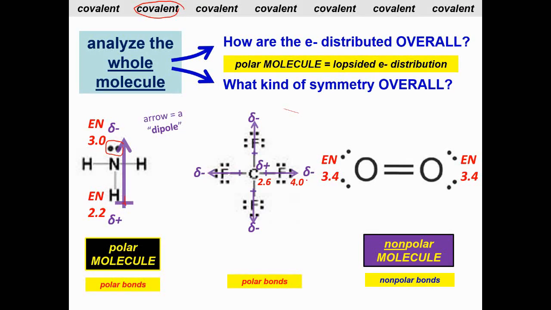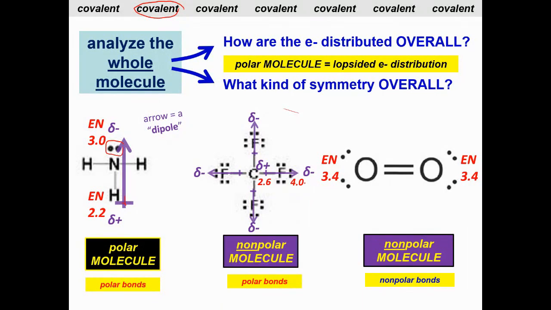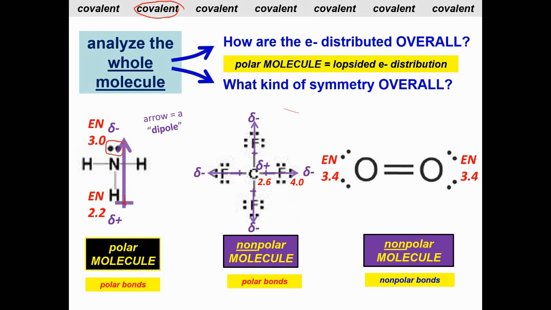All those four dipoles cancel each other out, up and down and side to side. So overall, this is a non-polar molecule. Remember, a polar molecule means the electrons are distributed in a lopsided way. In CF4, the electrons are distributed evenly around the whole molecule. Okay, so it's a non-polar molecule.